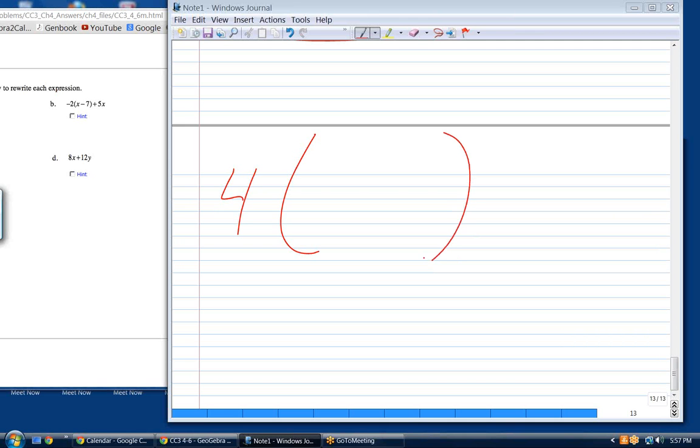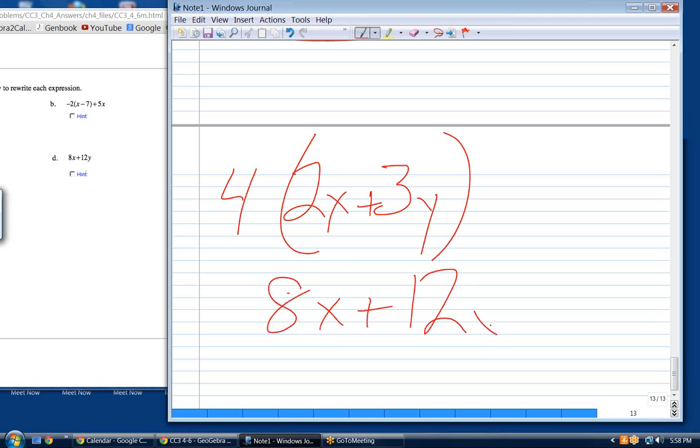Now what's left over after we divide 4 into both of those terms? 2x plus, divide that by 4, 3y. In other words, after you've factored out something, you have to make sure that if you remultiplied it, you would end up with what you started with. In other words, if I said distribute this, you'd get 8x plus 12y.